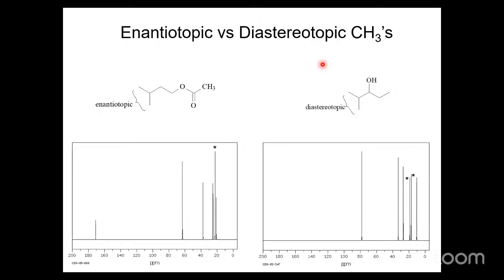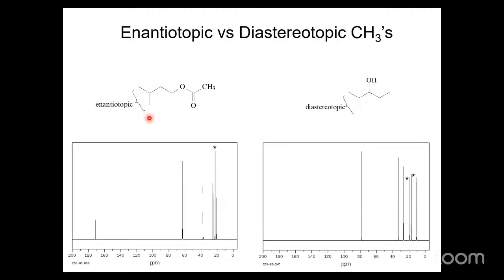Coming to the enantiomer topic and diastereotopic carbons. Now here, these two methyls will be equivalent and they are coming at the same place over here. Correct? So they are called enantiotopic methyls.